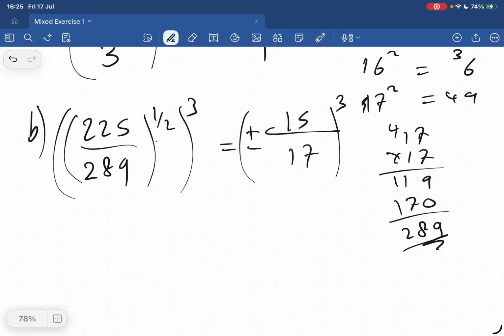Now here is something where I admit, yes, I'm using the calculator. I'm not going to waste your time and do 17 times 17 times 17. Okay, bit tedious, not worth it. This is good to go into your calculator.